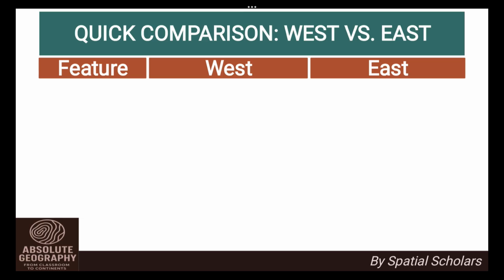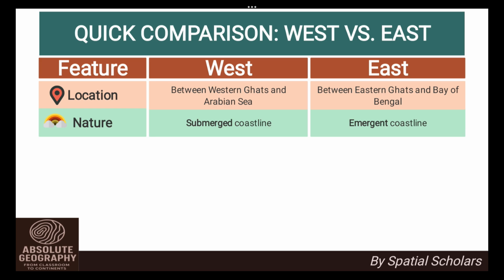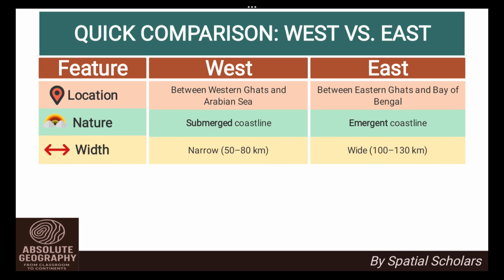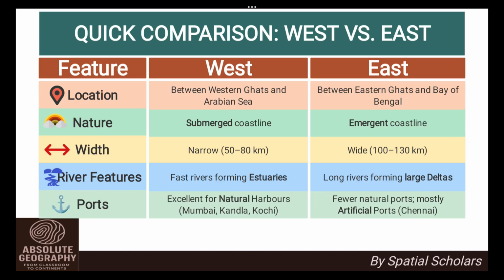Let's quickly compare the two coastal plains. The western coastal plain is narrow, forms a submerged coastline and is characterized by estuaries, natural harbors and backwaters. The eastern coastal plain is much wider, represents an emergent coastline and is famous for its extensive deltas and fertile agricultural land. If you remember these key differences, you will be able to answer most examination questions on this topic with confidence. So why are the coastal plains so important?